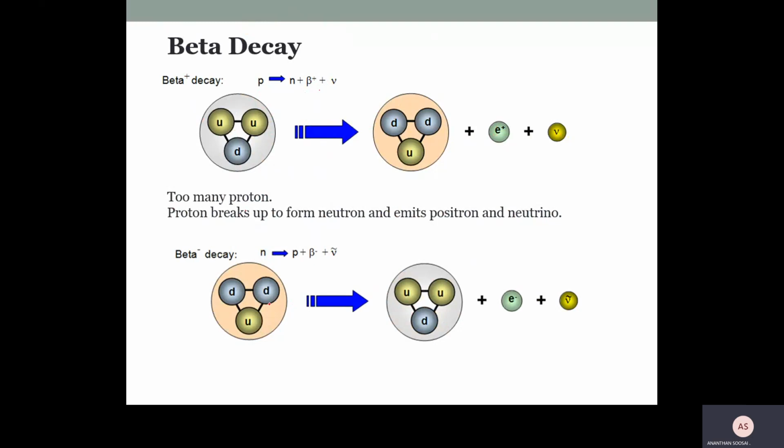Yeah, so a down quark changed to an up quark. Okay, next. So too many neutrons break up to form a proton, an electron and an antineutrino.